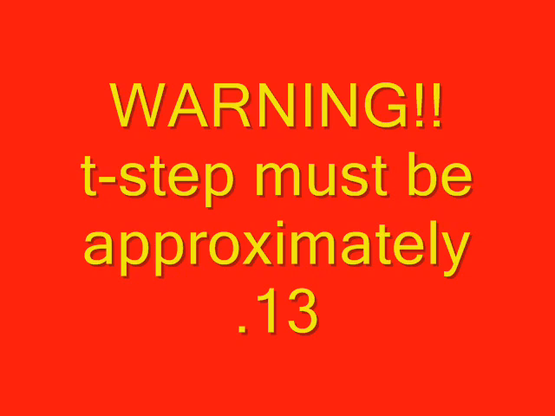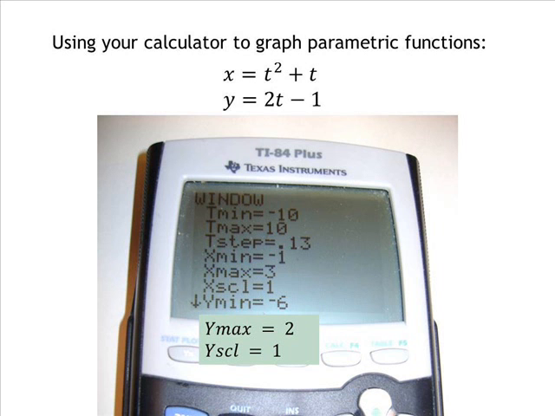Warning, make sure that your T-step is about 0.13. That's 0.13. Anything bigger and your graph's going to be a big mess. Why is that? Well, you need to think about what T-step means. It's the increment. It determines how close together all the points on the calculator will be. Why is it going to be a mess if that value is too big? Okay, make sure you don't have any typos. And we're going to move on to the next step.